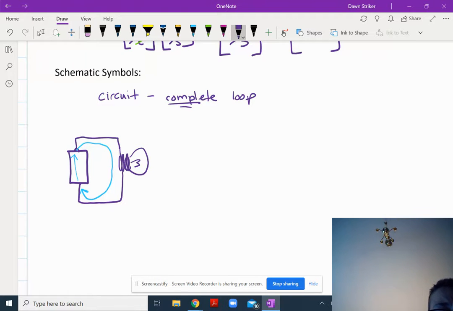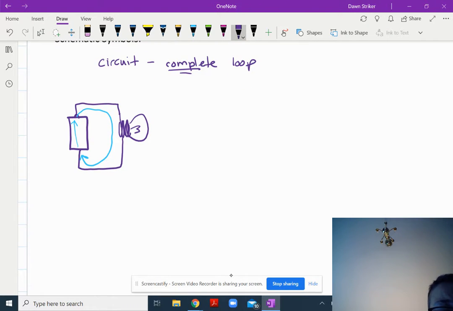So what is the symbol for a battery? A battery has a long side and a short side connected with some wires. All right. The long side is the positive side. So that is the symbol for a battery.